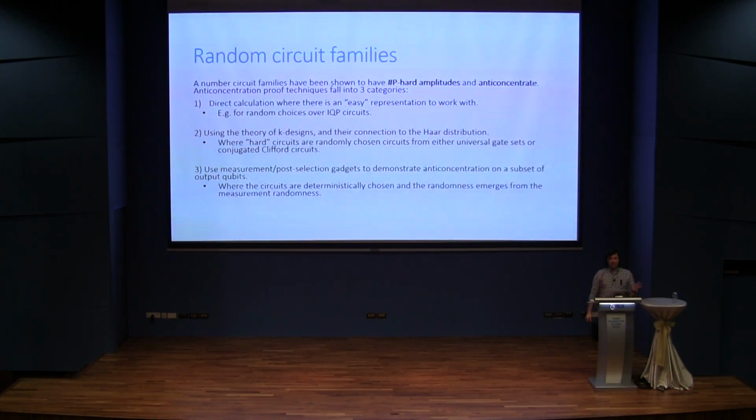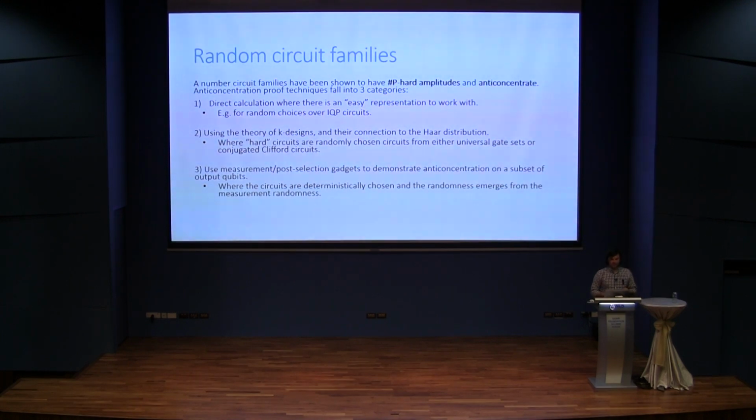Now, what families of circuits actually have these sorts of properties all at the same time? So there are quite a number of circuit families being shown to have sharp P hard amplitudes and anti-concentration at the same time. And these proof techniques fall into three categories, especially if we're showing that they're sufficiently random. The first is direct calculation, where there's a really easy representation to work with.